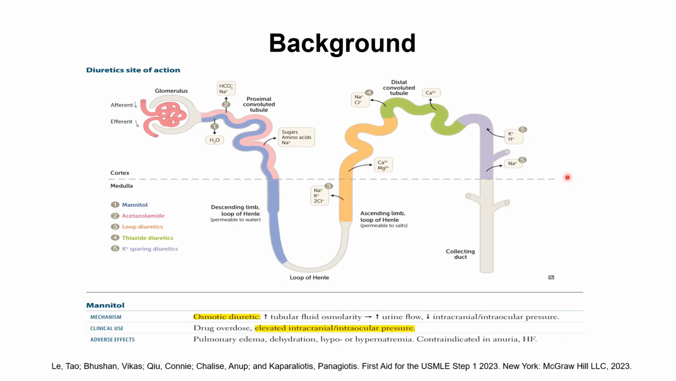So as a background, mannitol is an osmotic diuretic that works mainly on the proximal convoluted tubule and the descending limb of the loop of Henle by increasing the fluid osmolarity. So it draws the water from the different compartments, leading to decreased intraocular pressure or decreased intracranial pressure. That's why the main use of mannitol is for elevated intracranial pressure or elevated intraocular pressure.